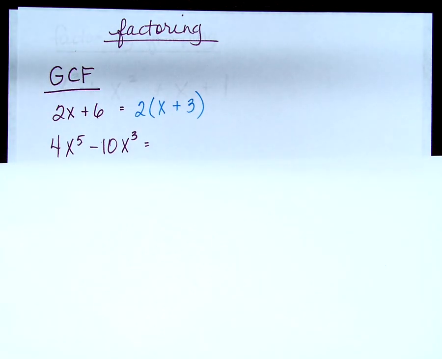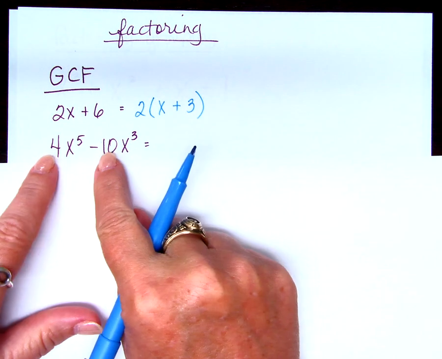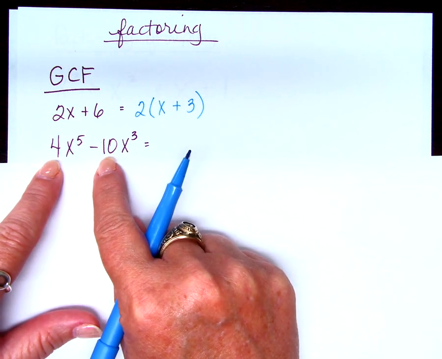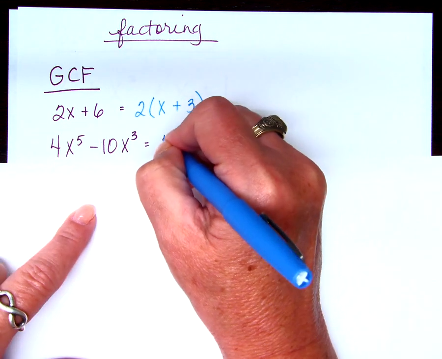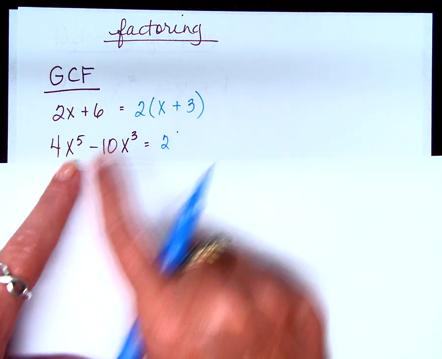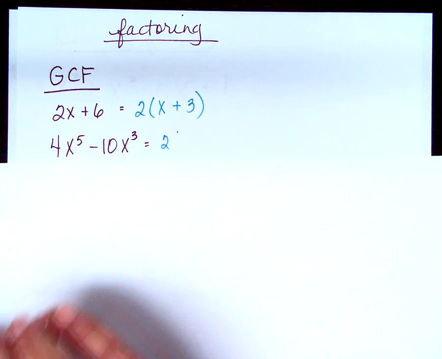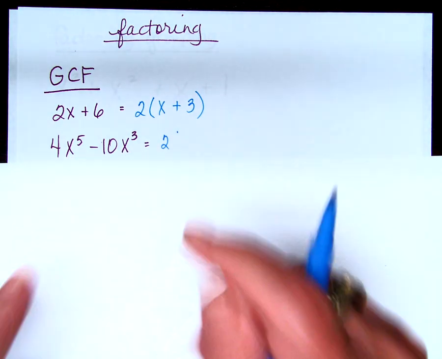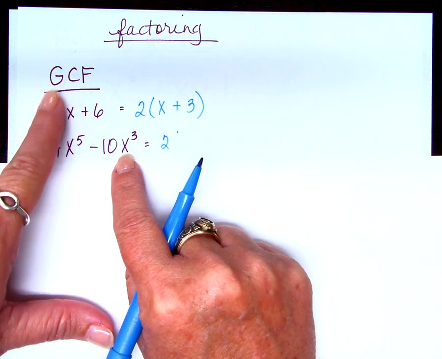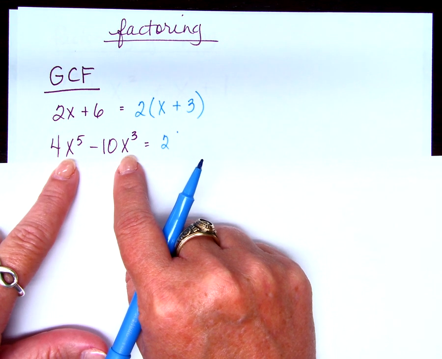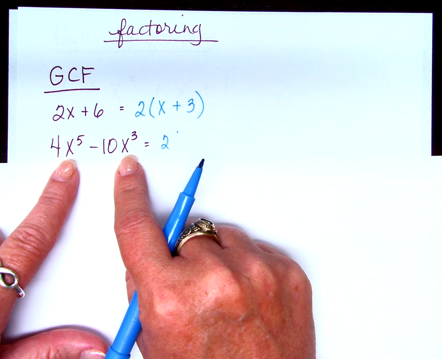Okay? So what if the problem looked like this? 4x to the 5th minus 10x to the 3rd. Well, what do you notice about these numbers, first of all? Let's talk about the coefficients, the numbers. They are both divisible by 2. Okay? Now, what else do you notice? They both have an x, right? So I have to figure out the biggest, right, the greatest common x that they have. But I'll tell you this, the greatest common x is going to be the smallest x, isn't it?